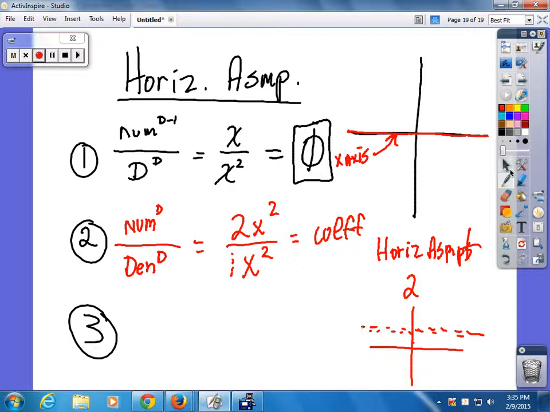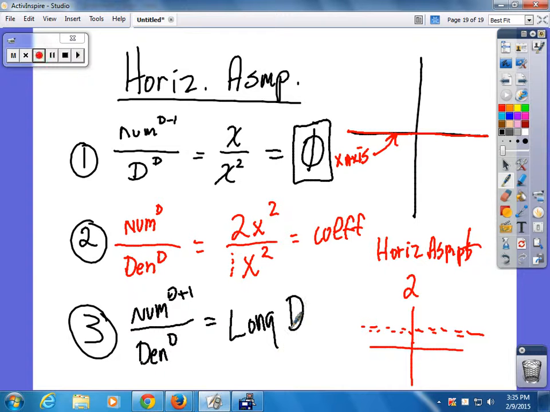And then the last one is the one y'all really love. And we won't do it, but the one y'all really love is if the degree of the numerator is higher than the degree of the denominator. And what do you do then? Think of y'all's favorite subject. Long, what? Division. You divide. And we'll do that in chapter 4.